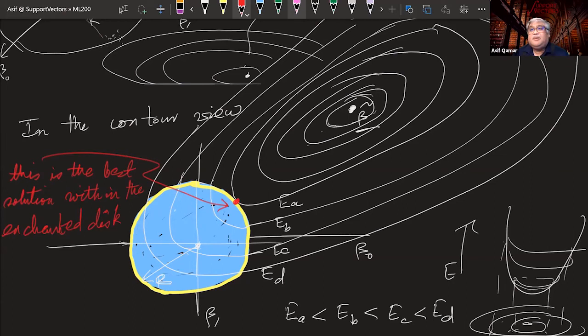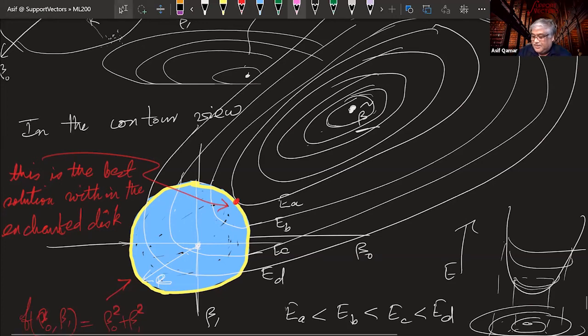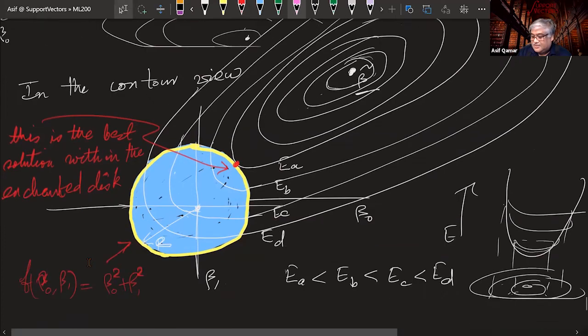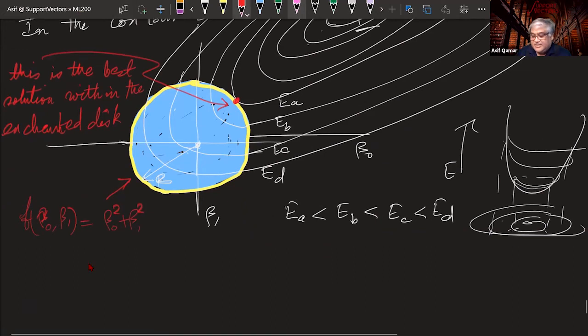Now let's think about this. At this point, see, this is a circle. We just realized that in a circle, where does the gradient of the circle point? So this circle is given by f(beta naught, beta 1) equals beta naught squared plus beta 1 squared. And we can generalize. This is the equation of the circle. Does it make sense, guys?